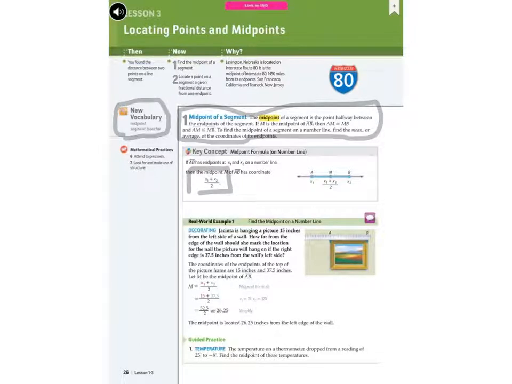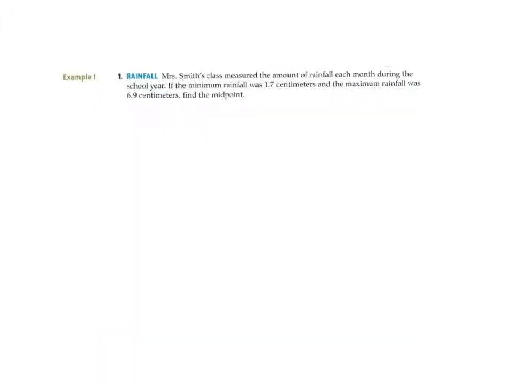All right. In example number 1, Jacinta is hanging a picture. It's 15 inches from the left of the wall, and the right hand side is 37.5, so you want to hang it in the middle of that. So start off with your formula, quote the formula, put in the two distances they've given you, which is 15 and 37.5, add them together and divide by 2, that's 26.25 from the left edge of the wall. Let's see how we use that in question 1.